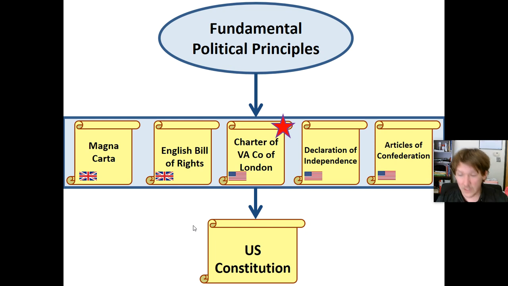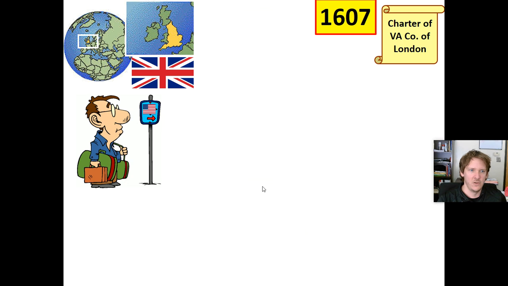Number 2, and we're doing these in chronological order. The next document is the Charter of the Virginia Company of London. This is an American document that will influence the U.S. Constitution. So in 1607, several years, about 400 years after the Magna Carta, people are living in England. It's the most powerful nation in the world. They're going to move to the United States.